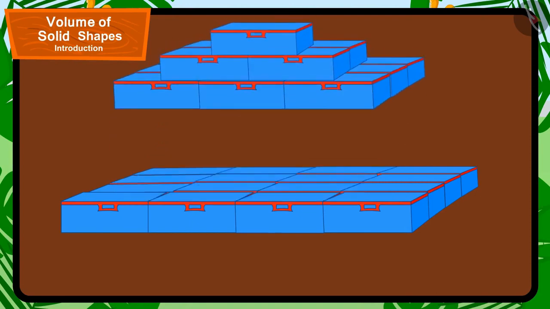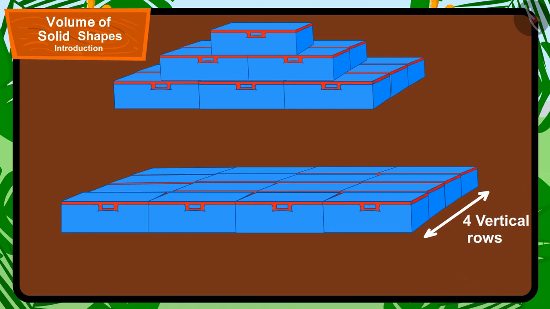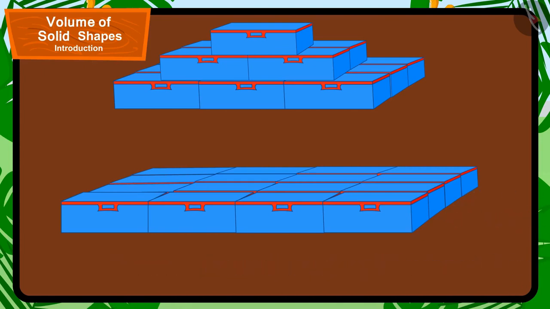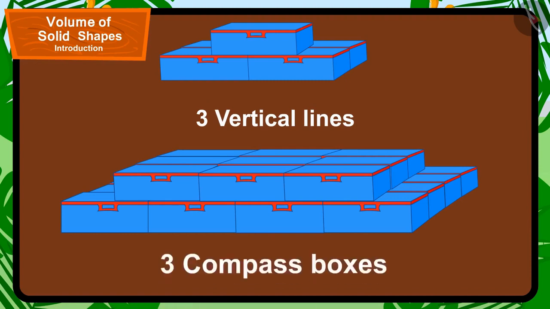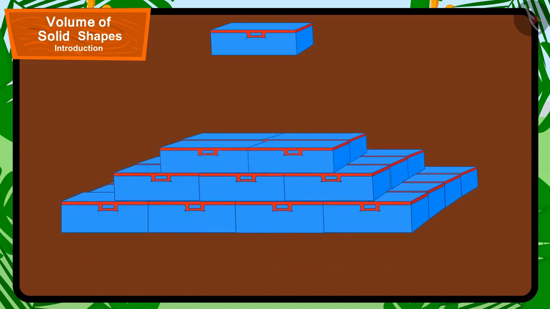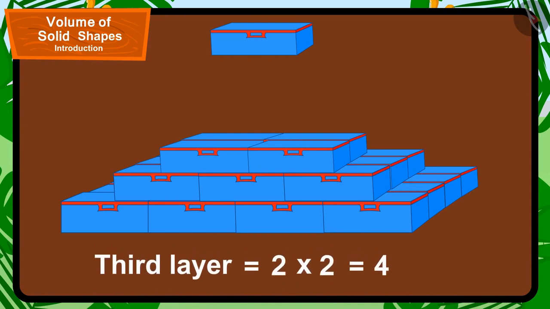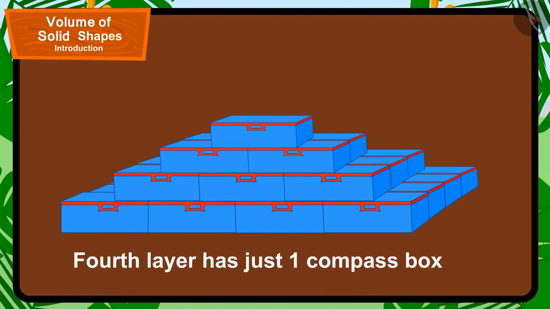The lowest layer of this shape has 4 vertical rows, and each row has 4 compass boxes. That means 4 rows multiplied by 4 boxes, that is 16 boxes in the lowest layer. The layer above it has 3 vertical lines, and each vertical line has 3 compass boxes. This means the second layer has 3 times 3, that is 9 compass boxes. The third layer has 2 vertical lines, and each line has 2 compass boxes. This means 2 times 2, that is 4 compass boxes in the third layer. And finally, the fourth layer has just 1 compass box.